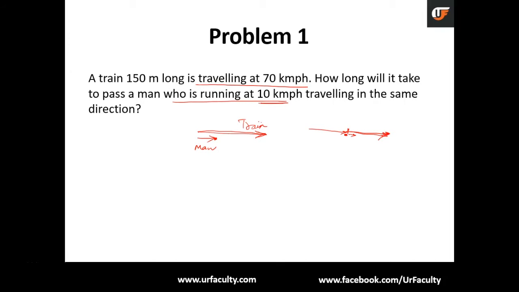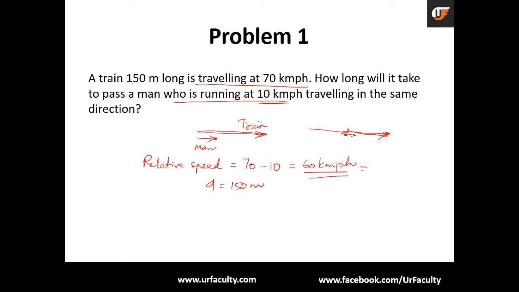So what is the speed of the train relative to the man? What is the relative speed here? It is 70 minus 10, which is equal to 60 kilometers per hour. Now we know that the distance is equal to 150 meters, and our equation involves 60 kilometers per hour.